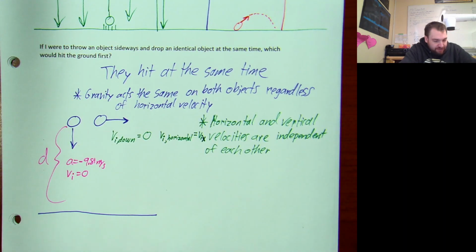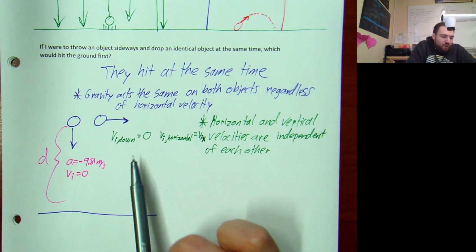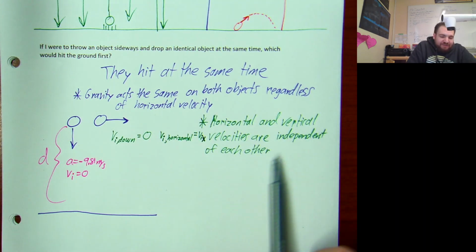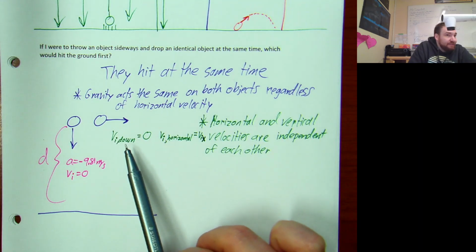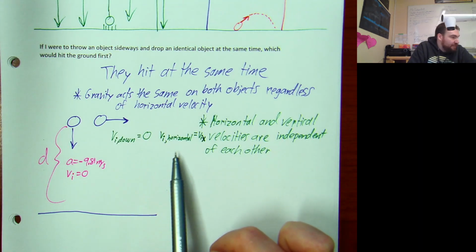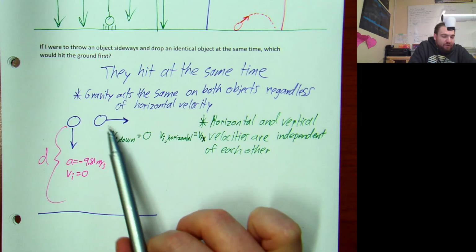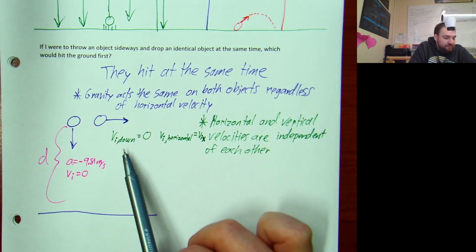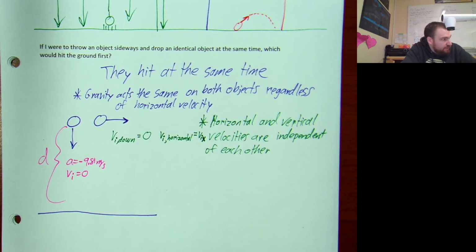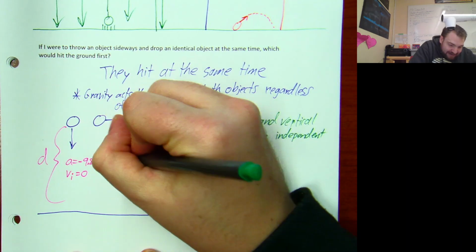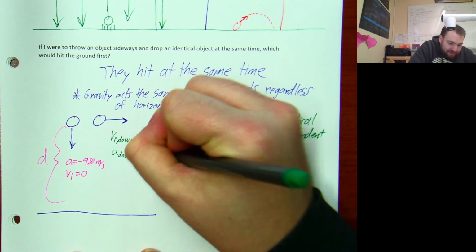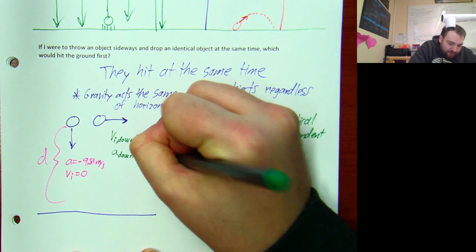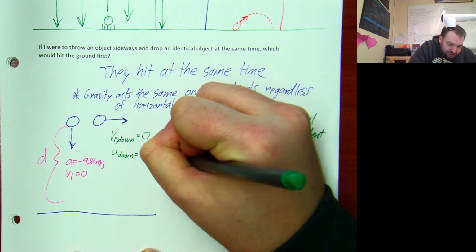What else can you tell me about this object here? I think Zaid's opened up an interesting part of the discussion. Because horizontal and vertical velocities are independent of each other, I can split the velocities of this object up into a horizontal piece and a vertical piece. What else? Now I can specify that my acceleration down, Luis, you just said it was negative 9.81 meters per second squared.